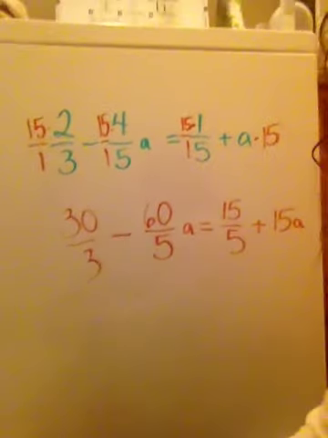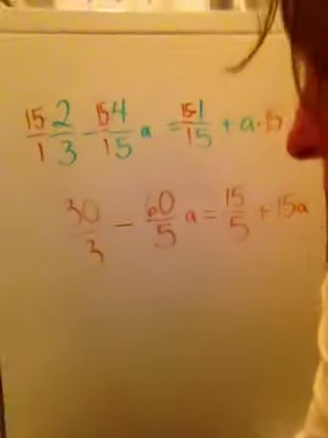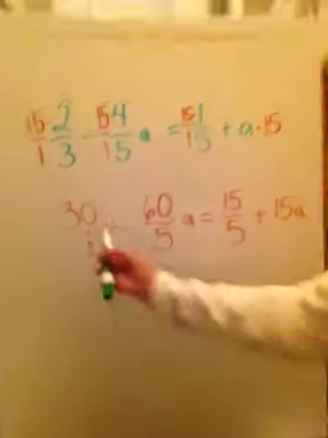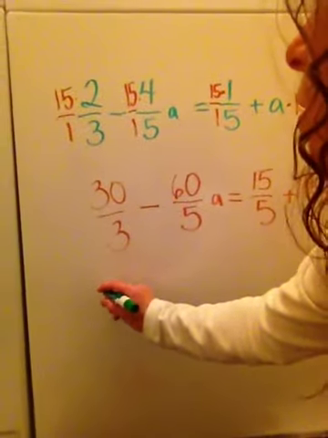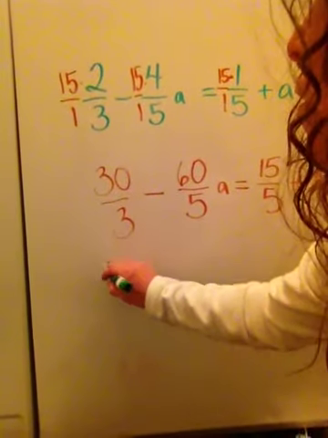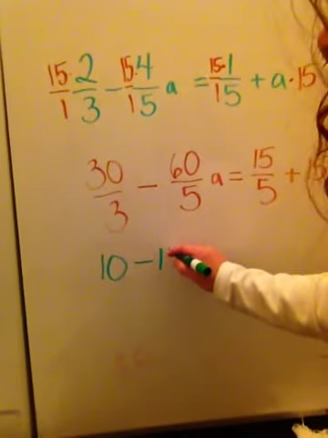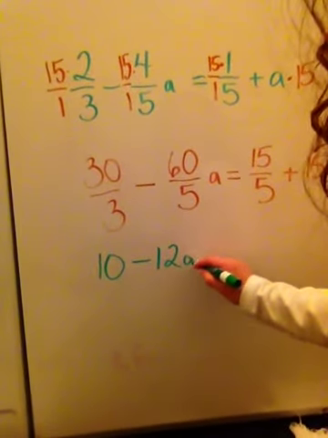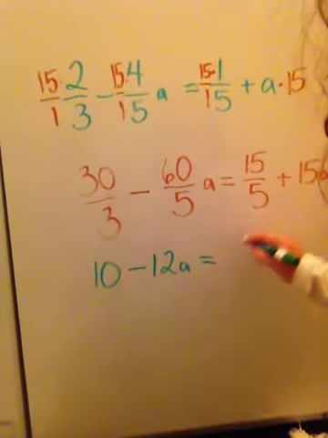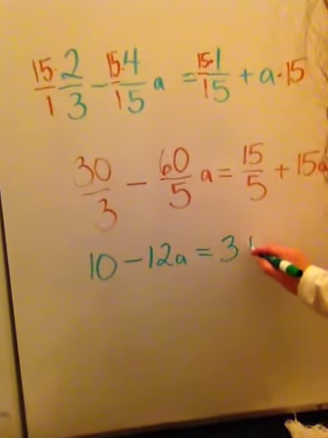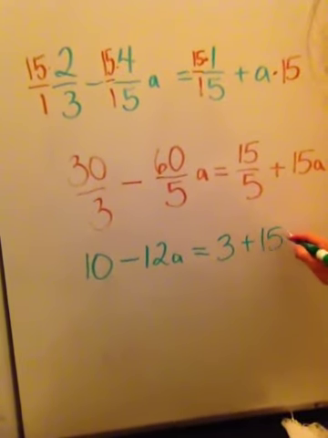Okay, now let's do our dividing. So 30 divided by 3 is 10, minus 60 divided by 5 is 12a, equals 15 divided by 5 is 3, plus my 15a.